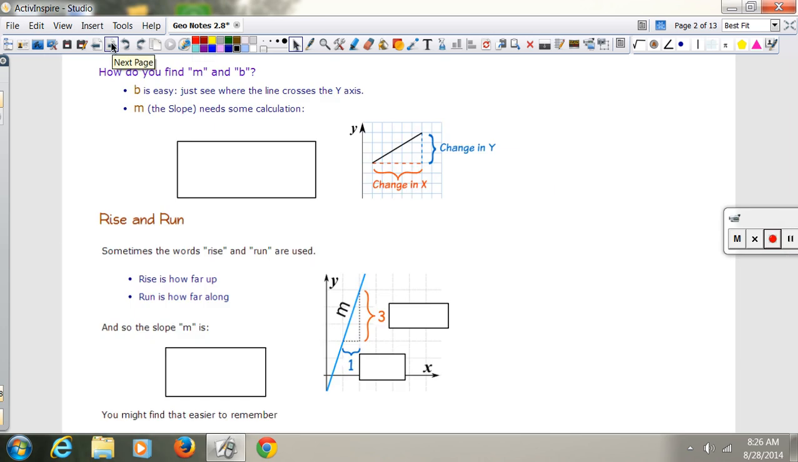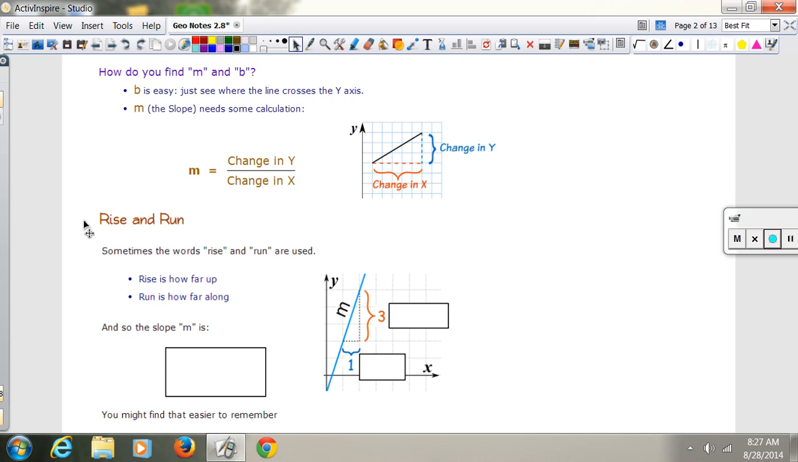And you can look at all the pictures on there. How do you find m and b? Well, b is easy. Just see where the line crosses the y-axis. So you look here, it's not on that picture, but you try to find where the line crosses the y-axis. That's your y-intercept, or your b. M, the slope, needs a little calculation. Your slope is the change in your y over the change in your x. How much the y changes over how much the x changes.